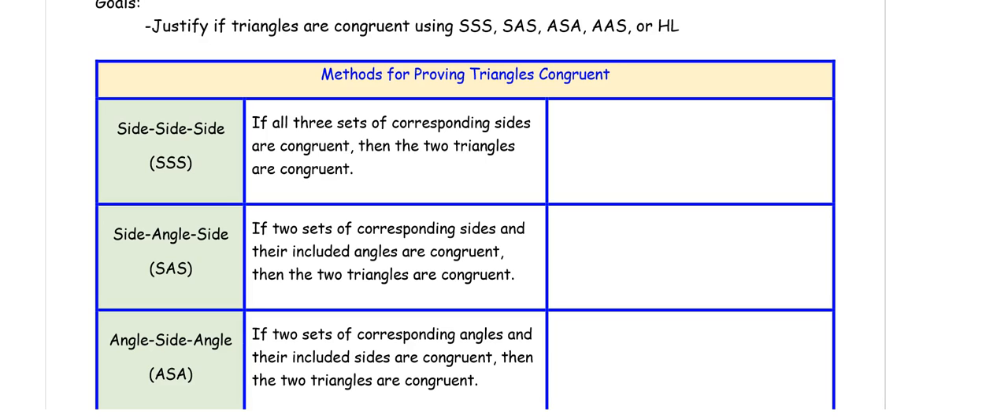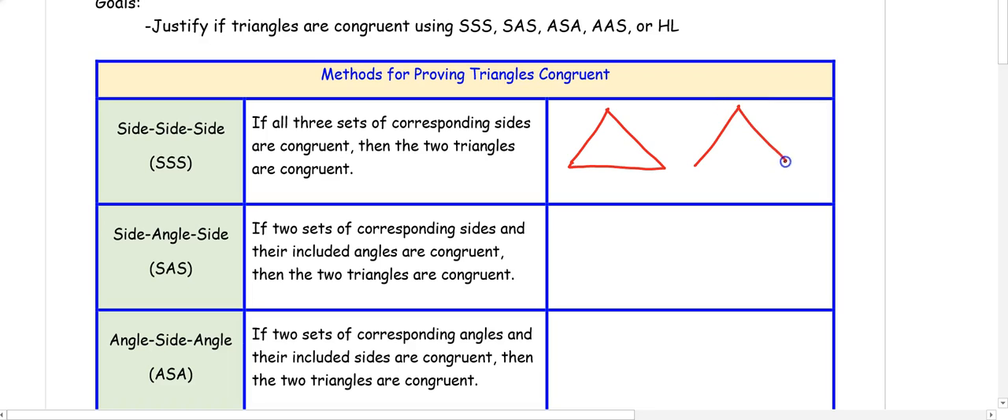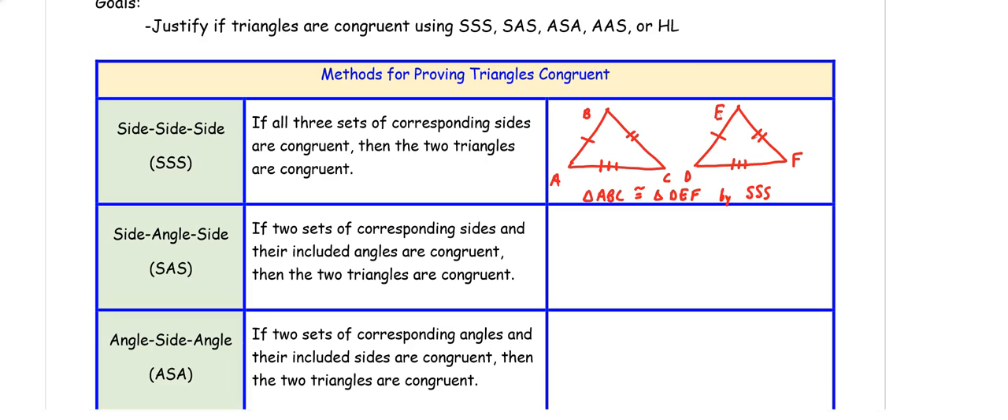If all three sets of corresponding sides are congruent, then the two triangles are congruent. So for example, if we have two triangles, so let's say our triangles are A, B, C, and D, E, F. If we have three sets of congruent sides marked, then those triangles would be congruent by side, side, side. So we could say triangle ABC is congruent to triangle DEF by side, side, side.